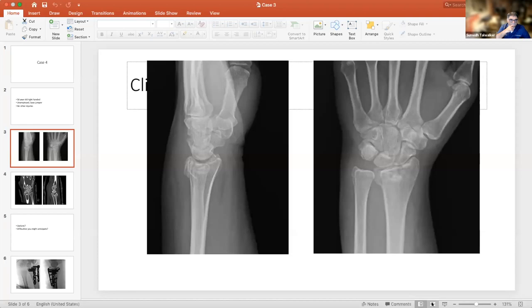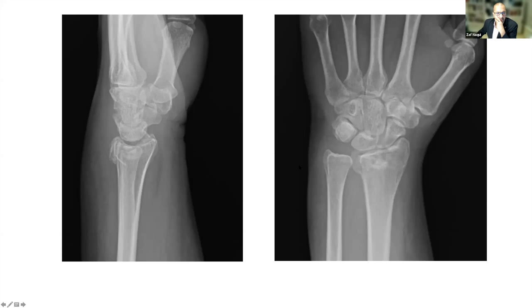Okay, let's have a look at this one. First comments on the fracture, Sumedh? Yeah, so it looks like a significant intra-articular injury. It looks more than likely that the lunate fossa is involved. And we'll have to think.